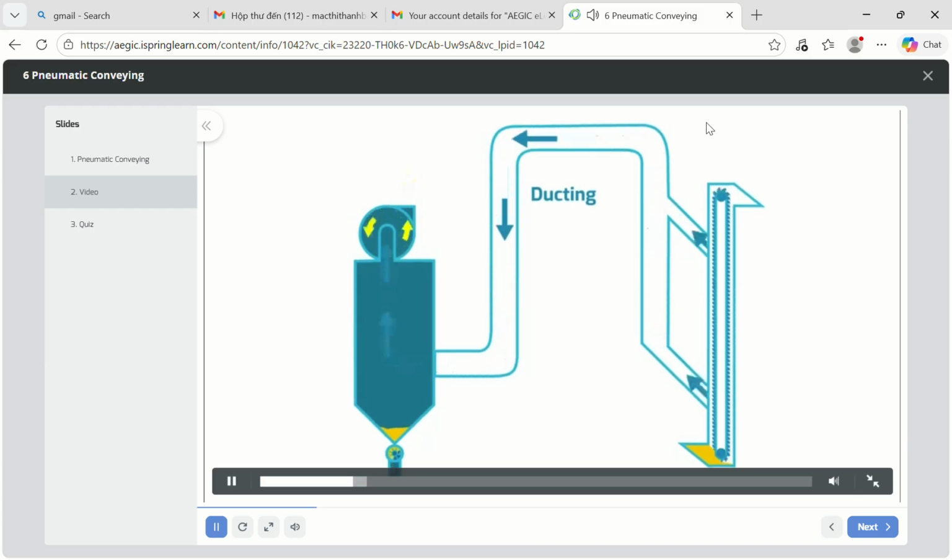The ducting is wide, therefore the airspeed is slow. Since only a small amount of light dust particles should be present, the slow airspeed should be enough to carry these particles. The dust collector filters out solid dust particles from the airstream before exhausting the cleaned air to the atmosphere.